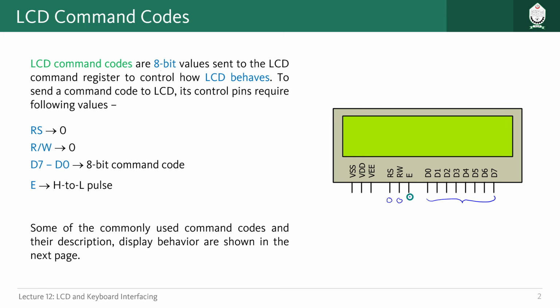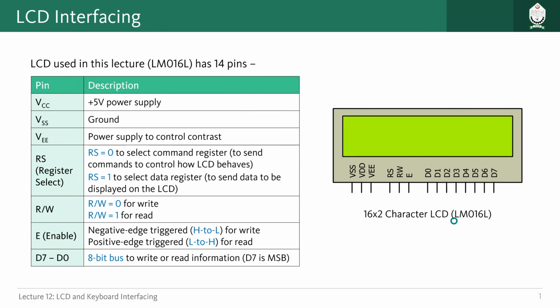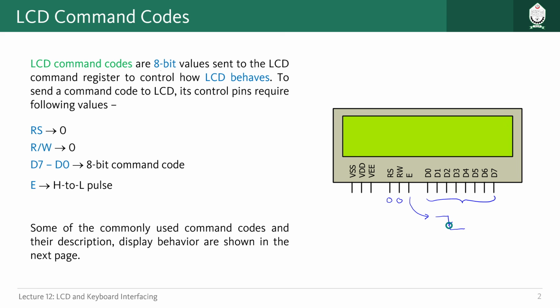After that, on this enable pin, we have to send a high to low pulse. Something like this: first high, then low. So negative edge trigger, because we know from the previous page that whenever we want to write something we have to send a high to low pulse. Based on that we are doing that, right?